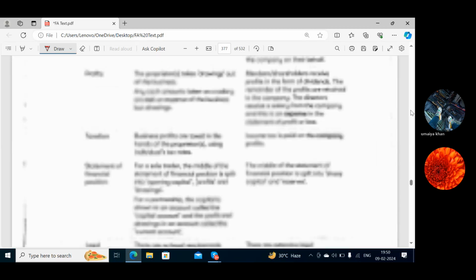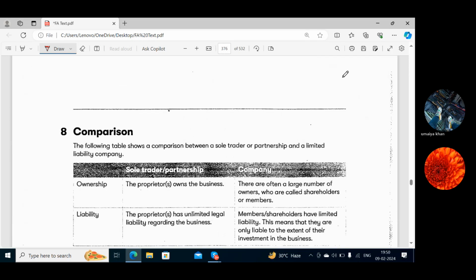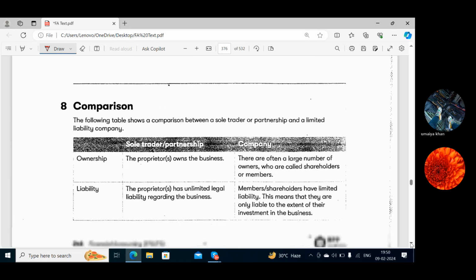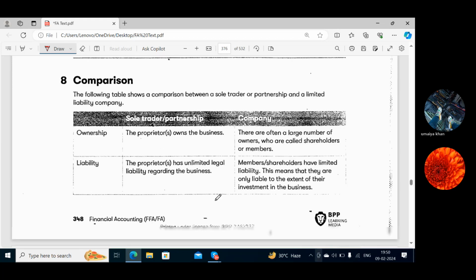They are taking two forms of business. One is sole proprietorship or partnership and the other is a company. See, when it comes to ownership, here there is a single owner. Here the single owner or the partners can own the business. Here the shareholders own the business.